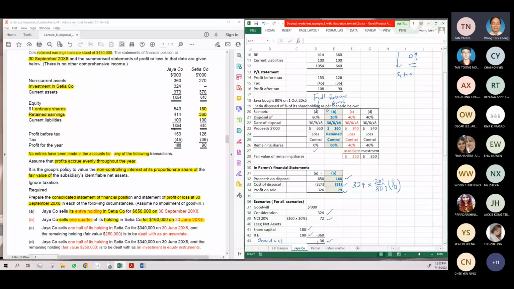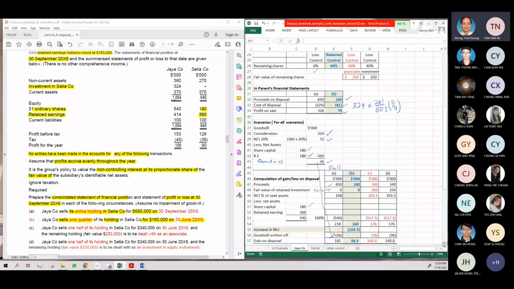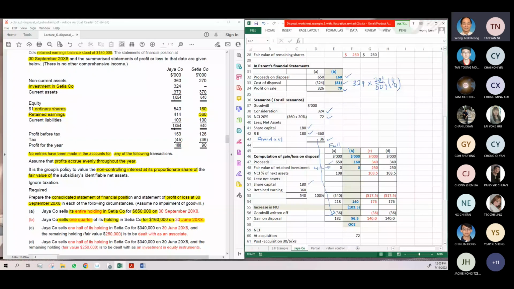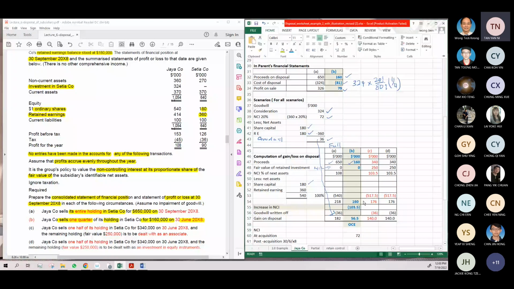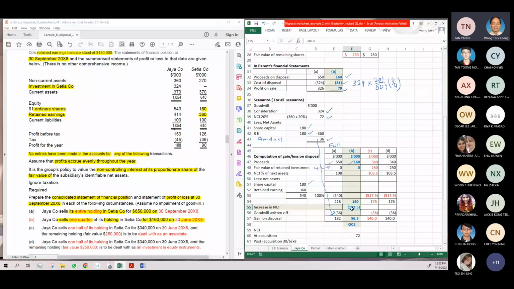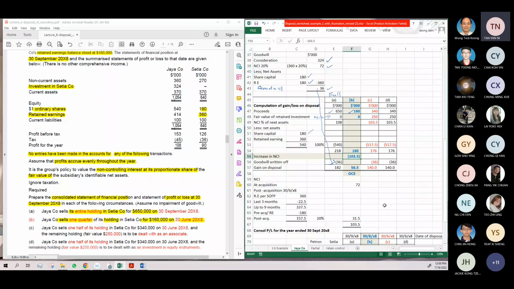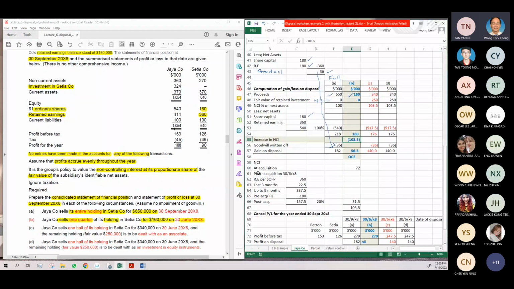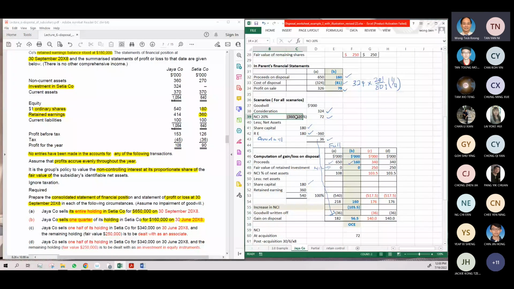Now the 20% of the NCI. First we find out the net asset at disposal. The proceeds here are 160. Your NCI increases, because from 20% you sell off 20%. How do you compute the NCI at disposal? First, at acquisition the NCI is 72. Where is it from? 20% of 360 at acquisition, when you compute the goodwill: 72.